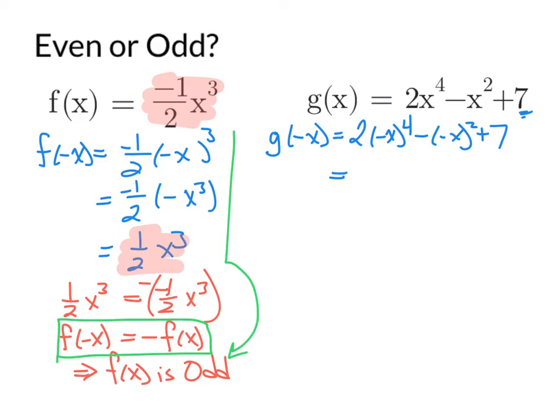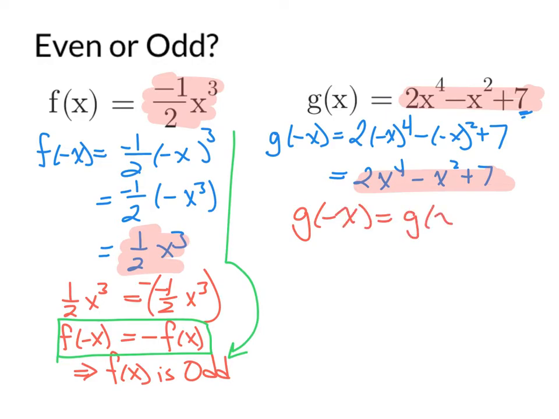And then simplify. When I take negative x to the fourth power, I'm left with x to the fourth. And negative x squared is x squared. Once it's all simplified, compare what we got as a result to what we started with. Are they the same? Well, yeah, they are. We see that g of negative x is equal to g of x, which means g of x is even.